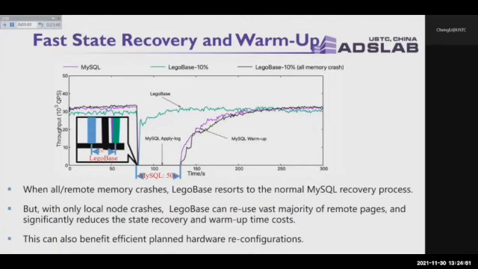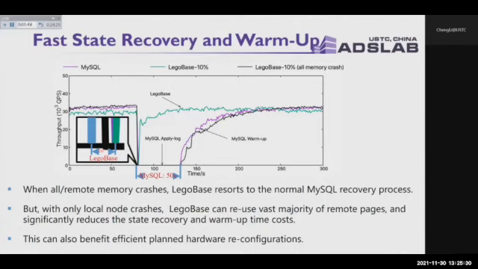However, with only the local node crash, look at this light green curve. LegoBase can reuse the vast majority of the remote pages, as long as they are not corrupted. So we can significantly reduce the state recovery and warm up time costs. That's a fantastic result. You can see the curve jumped back, which means it can resume from the crash, and the throughput will still run at a very high rate.